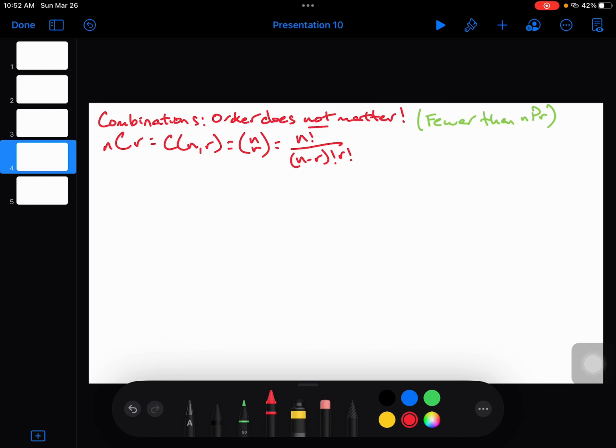Lastly, looking at combinations. Combinations, order does not matter. So we're going to have fewer arrangements, or fewer possible outcomes or pairings or whatever, as compared to the permutation. And nCr can be phrased a couple different ways. You might see it like that. You might see it in parentheses. And then you might also see it vertically as such. And it's the same basic idea.